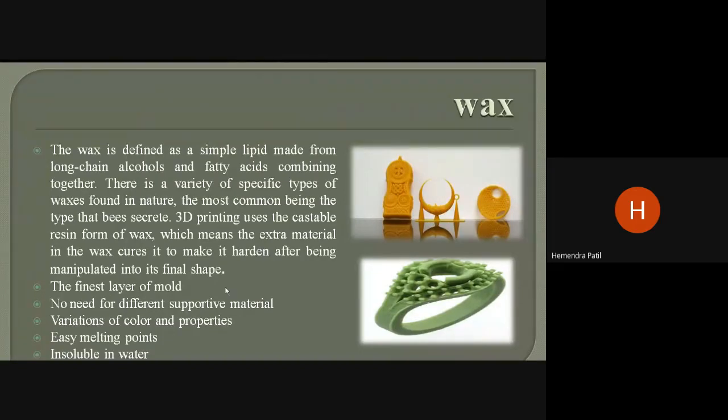Wax here is generally used for making molds, and after that it is cast for making jewelry. And it does not need different supportive materials. And you can get variation of colors and properties in the wax, it is easily melted with an easy melting point, and insoluble in water. Wax is insoluble in water. These are some properties of the wax.